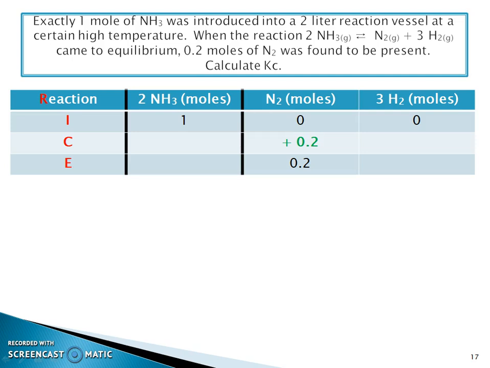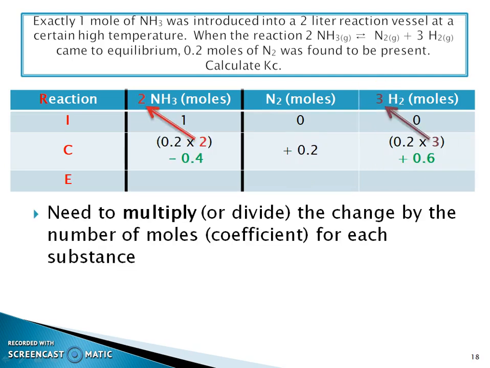Now this is where it's a little tricky. This is a 2 to 1 to 3 ratio. So this 0.2, we're going to subtract, but we also have to multiply it by 2 because of our coefficient. This 0.2, we're going to add over here, but again, we're going to have to multiply by 3 because of our coefficient. So did you get those values, right?